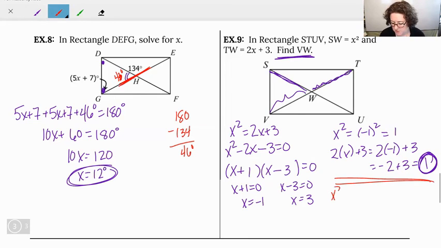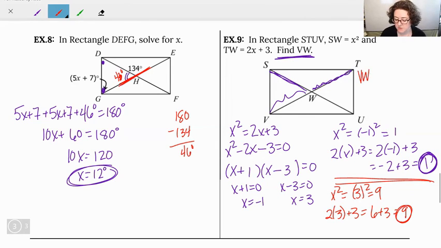So we could have our x squared, aka 3 squared, or 9, or we could have 2 times 3 plus 3, which comes out to 6 plus 3, also known as 9. So just like we had 2 answers for x, we have 2 answers for our possible lengths. So VW could be either 1 or 9.